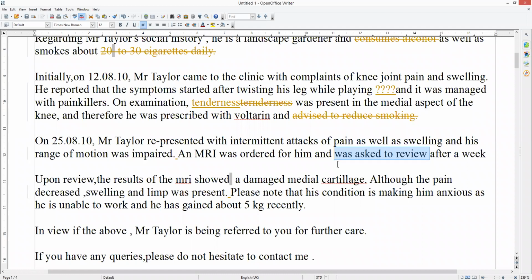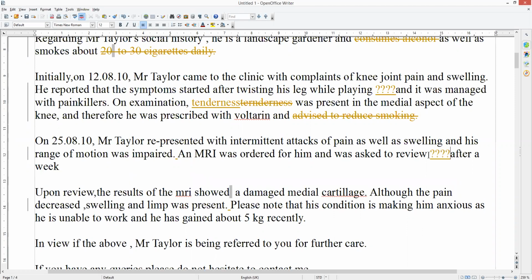You're the doctor. You say, okay, I want you to come back in a week and let's have a look at it. You don't say, oh, will you please come back in a week? You tell them, don't you? Right? And also was asked to review. So how this reads is that the patient was asked to review. But in fact, you asked him to come back so you could review him. But how this reads is he was asked to review. Review what? So not so good. So this is a good example of how overuse of passive doesn't quite work.